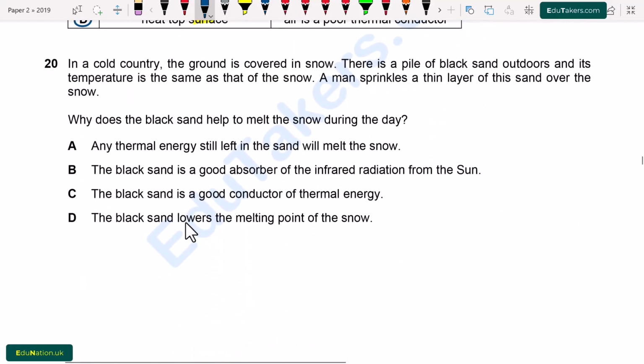Question number 20. In a cold country, the ground is covered in snow. There is a pile of black sand outdoors and its temperature is the same as that of the snow. A man sprinkles a thin layer of this sand over the snow. Why does the black sand help to melt the snow during the day? Option A, any thermal energy still left in the sand will melt the snow. B, the black sand is a good absorber of the infrared radiation from the sun. So black color is a good absorber. So option B is correct.